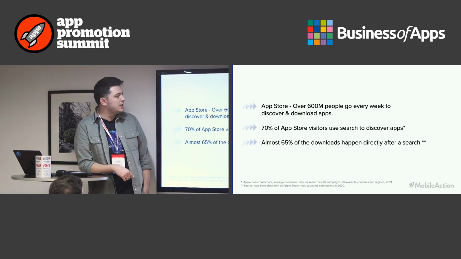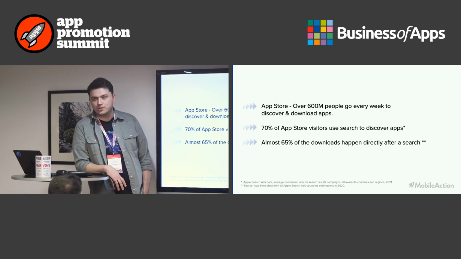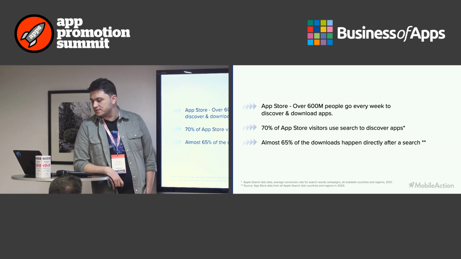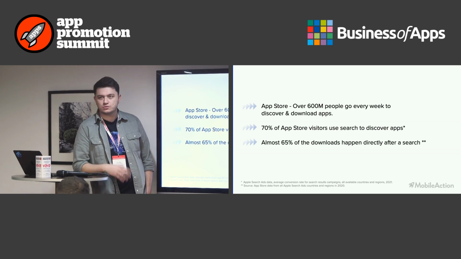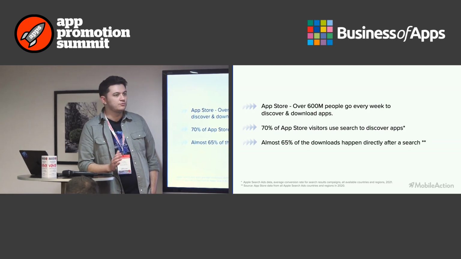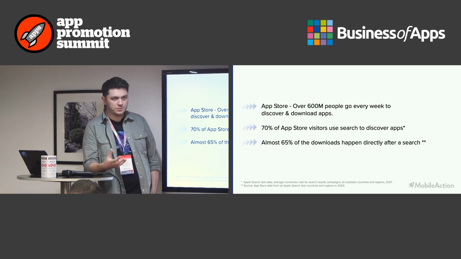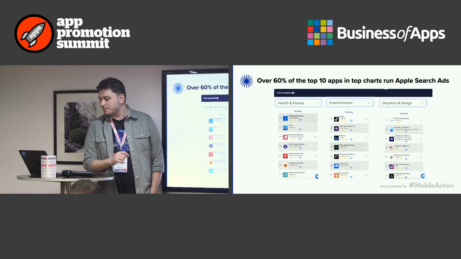Very simply, the App Store is something that over 600 million people go to every week to discover and download apps. Yeah, there might be different methods for them to get there, but the thing is, 70% of these App Store visitors do use search to discover their apps. And 65% of downloads actually happen right after a particular search. So why is that important? Because Apple Search Ads is targeting those specific search terms that you're putting in your campaigns for that particular reason. So that's why that becomes very important.